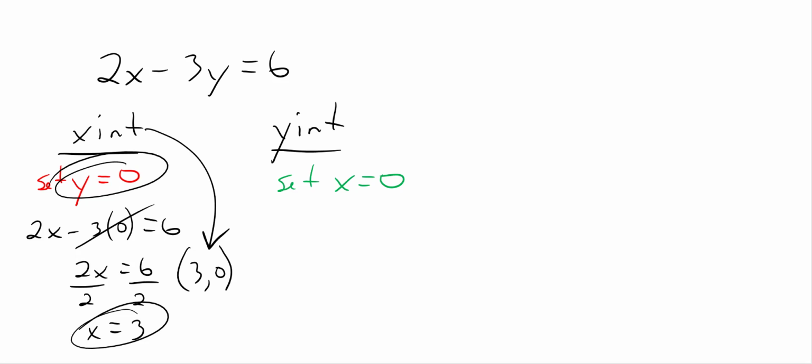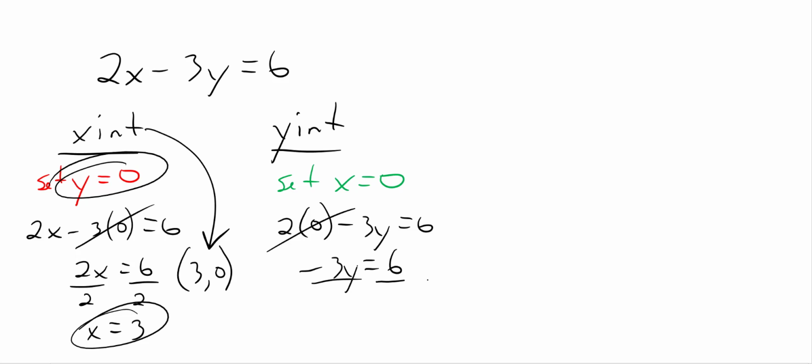All right, so you're going to say 2 times 0, because x is 0, minus 3y equals 6. So again, the beauty of setting something to 0 is that's out of here. I end up with just negative 3y. Don't forget that negative. Negative 3y equals 6, and then I solve for y, so I divide by negative 3, and so y comes out to be negative 2.